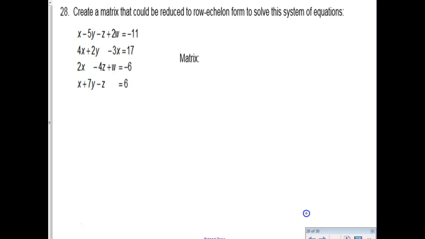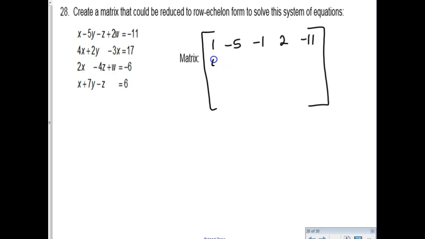Alright, more matrices. You want to just set it up as a row reduced echelon form looking matrix, so something that you could type in your calculator. And you can do a 3x4. So coefficients, just be careful here. You got a 1, a -5, a -1, a 2, and a -11. And then you got a 4, a 2, and then you have nothing in the z part, -3. They should be relative. No, that's a typo. I think this is supposed to say W.